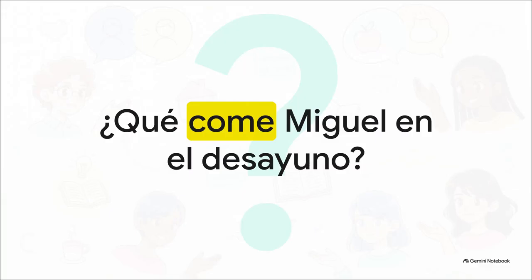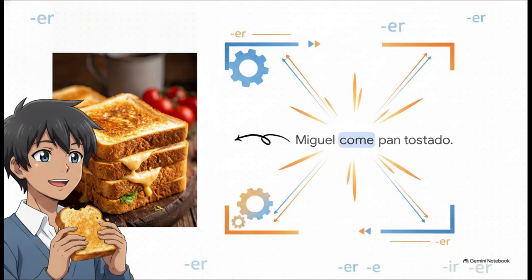Here is your very first scenario. ¿Qué come Miguel en el desayuno? What does Miguel eat for breakfast? Now, before I just give you the answer, actively think about the structure. Miguel is the subject, right? Which means he falls under he or él. So how exactly do we conjugate comer? Boom! See how the formula works?